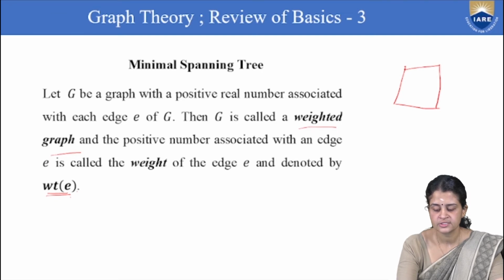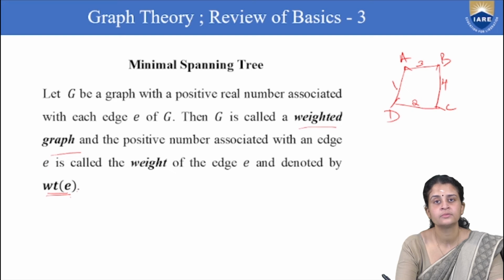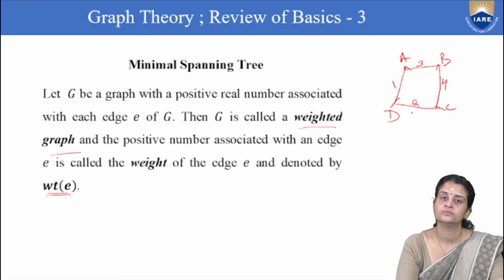Here, these vertices A, B, C and D. If I am assigning numbers like 3, 4, 2 and 1, then AB is said to be of weight 3, BC is said to be of weight 4, AD is said to be of weight 1, whereas DC or CD is said to be of weight 2.